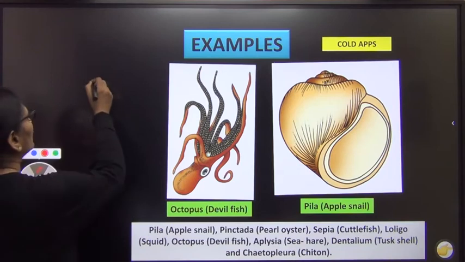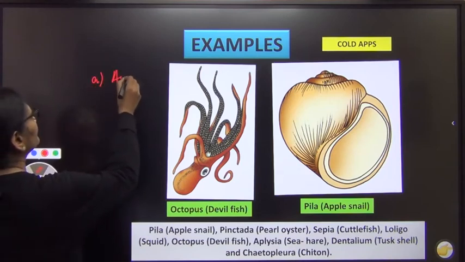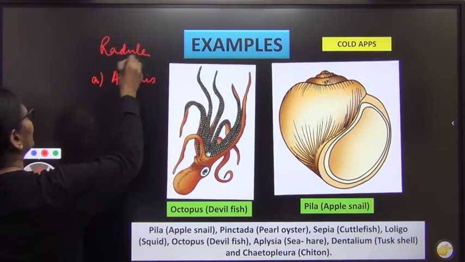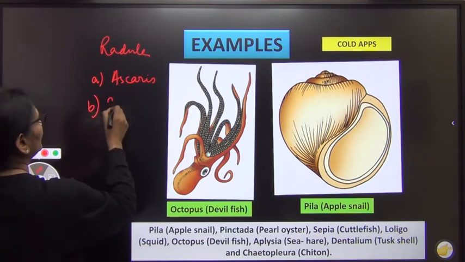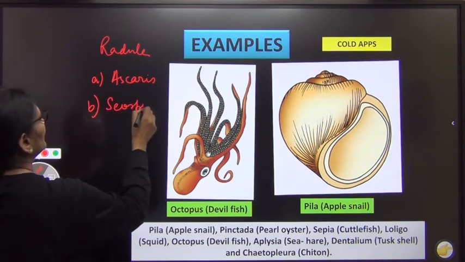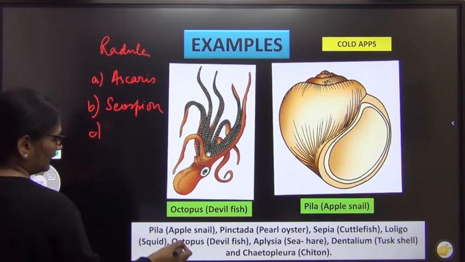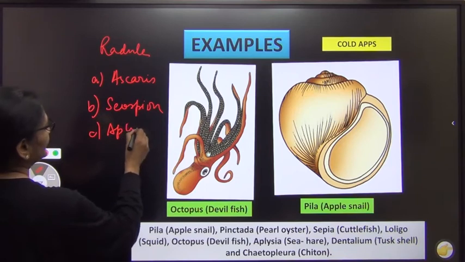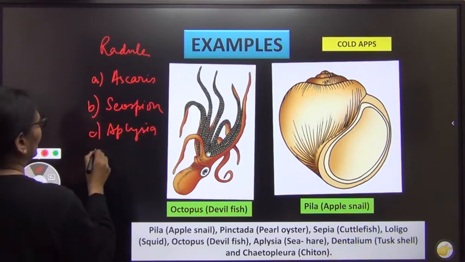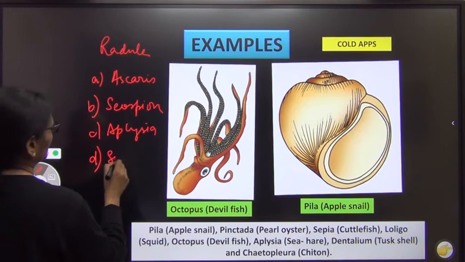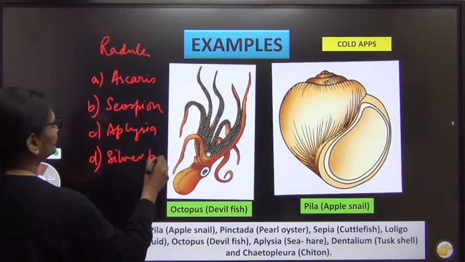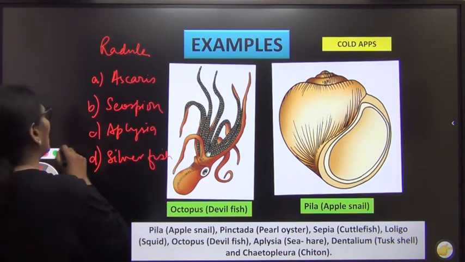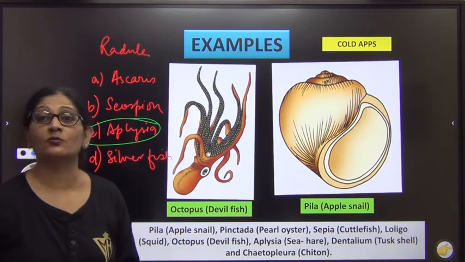And the option may be, like A, Ascaris. Which one of the following has radula? Say option may be Ascaris. Say it may be scorpion. Say it may be Aplysia, and fourth it may be silverfish. Now you know that this is found only in Mollusca. So in all four examples you have to identify which example is Mollusca.